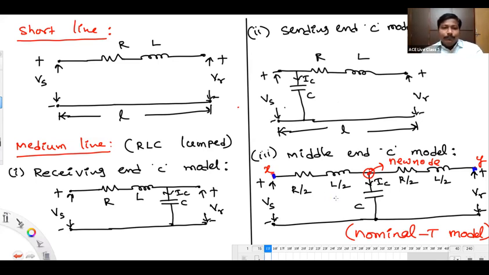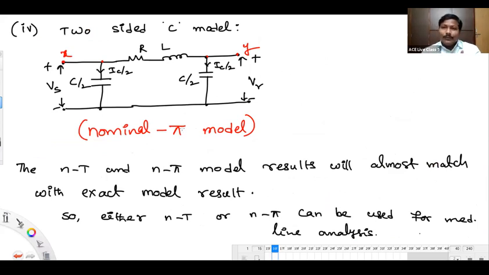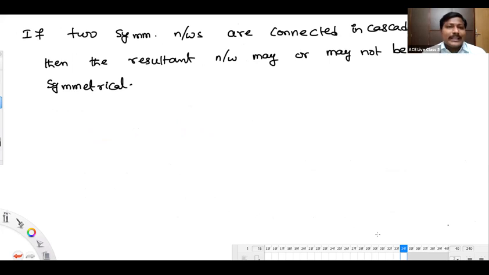Middle end capacitor model: first I am seeing R by 2, L by 2, next C, next R by 2, L by 2. From the other side, R by 2, L by 2, C, R by 2, L by 2. Looking the same, the nominal T model is a symmetrical one. Next, nominal pi is also a symmetrical model: C by 2, RL, C by 2. From the other side, C by 2, RL, C by 2. Are you all following? This is one of the easiest ways of identifying whether the network is symmetrical or unsymmetrical. Okay, let's think a little more about this cascade connection.